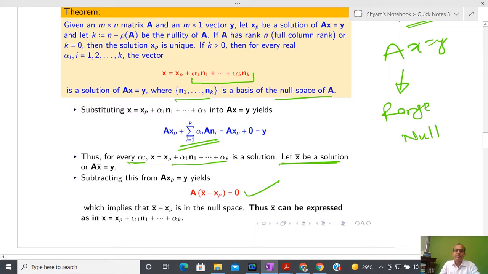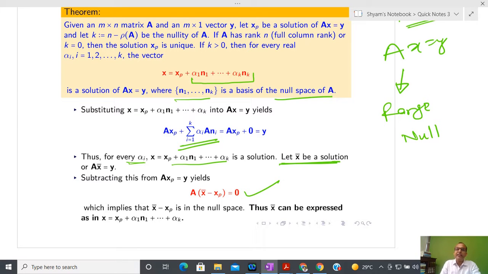Okay, is it okay for everyone? So with the help of the linear span, basis and linear combination, you can see that I am able to specify the complete solution.